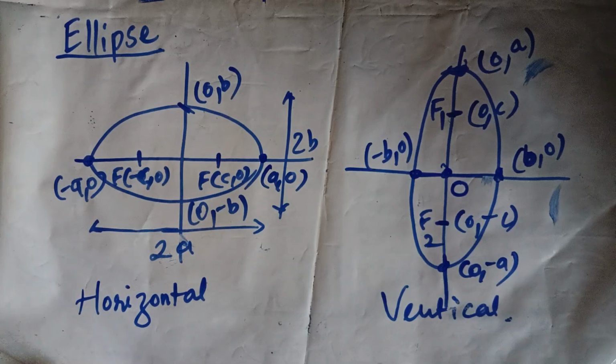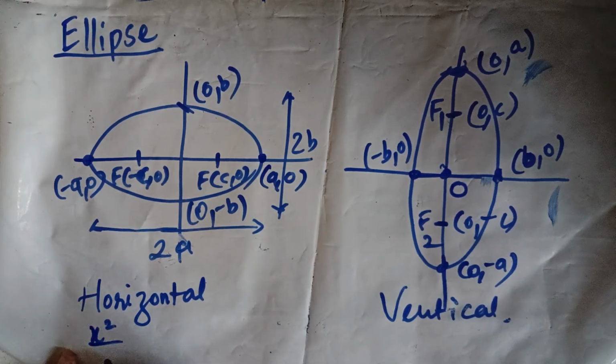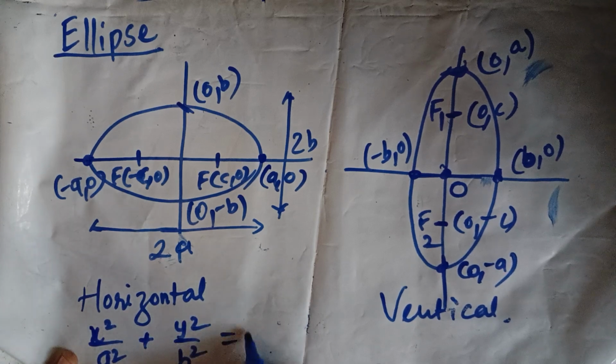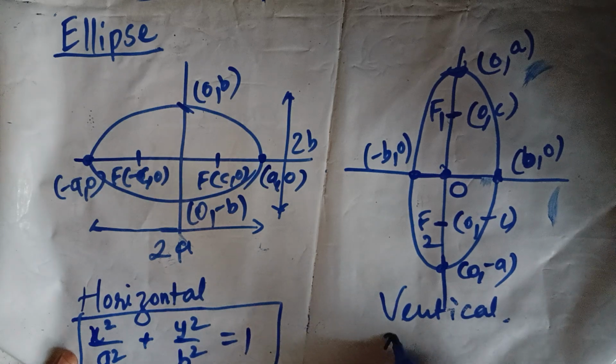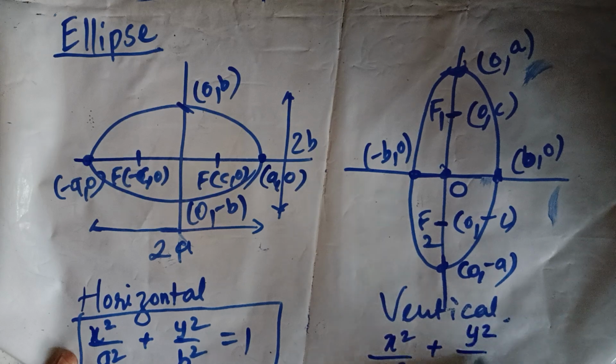So the equations are given by x square upon A square plus y square upon B square equal to 1. This is for the horizontal ellipse, and for the vertical it is x square upon B square plus y square upon A square equal to 1.